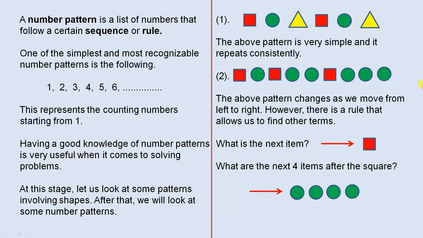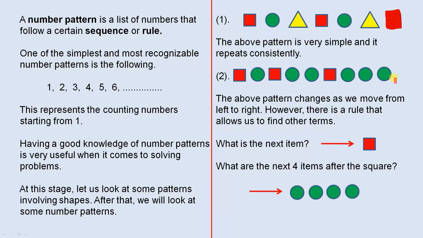At this stage, let us look at some patterns involving shapes. After that, we will look at some number patterns. Let's look at the first example. We have a square, circle, triangle, square, circle, triangle. The above pattern is very simple and it repeats consistently. And if we follow the rule, the simple pattern, we can see that the next shape is a square. No problems at all.